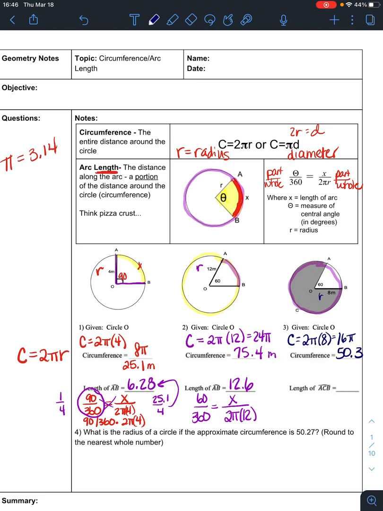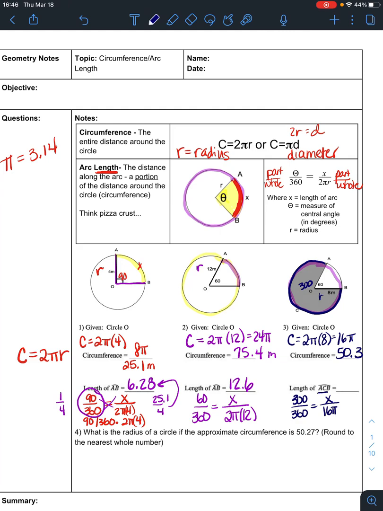Now this time, look at what I want. I want ACB. So I want to go the long way. A to C to B. I want to go all the way around the long way. Well, if the little piece is 60 degrees, the big piece has to be 300 degrees because altogether it's 360. So I want to go 300 degrees of the 360 degrees. So the question is, how far is that then from 16 pi, or 50.3.